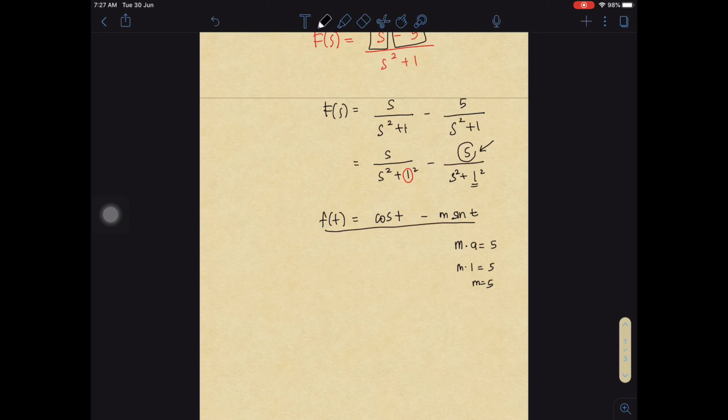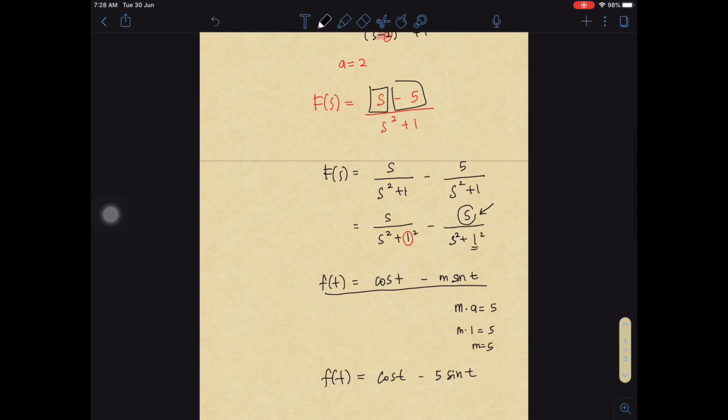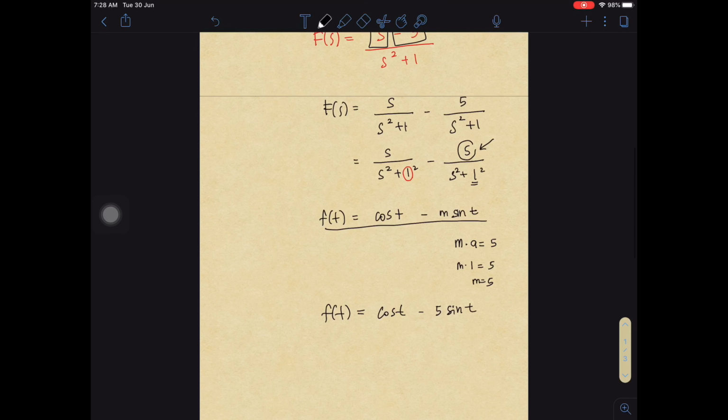Therefore your final f(t) for this one is cos t minus 5 sin t. Don't forget that just now you took out the value of a equal to 2, which will give you the exponent 2t. So f(t) is actually e^(2t) times (cos t minus 5 sin t). So this one is your answer.